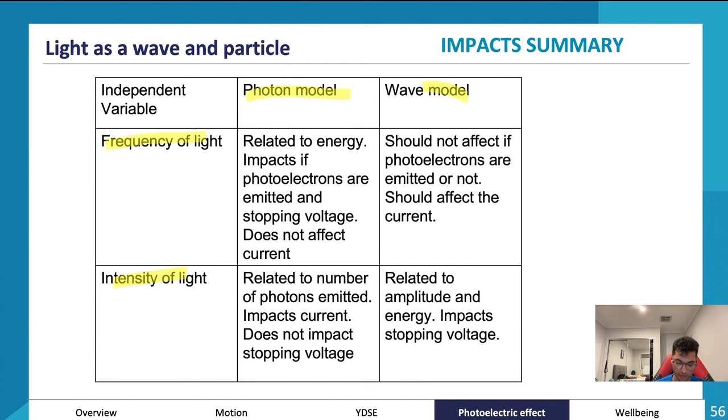So in the photon model, or particle model, if we increase the frequency, it increases the stopping voltage. In the wave model, it increases the current. If we change the intensity, it changes the number of photons emitted, which changes the current. But in the wave model, increasing intensity increases amplitude, which increases the energy of the light, which is incorrect.